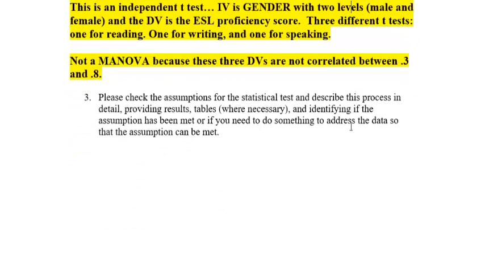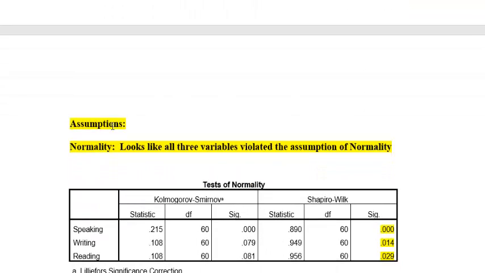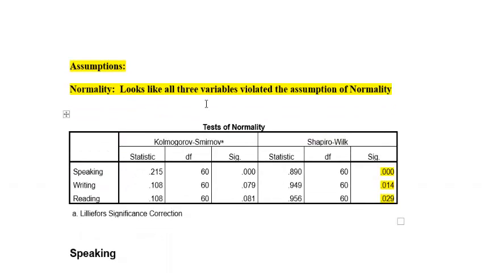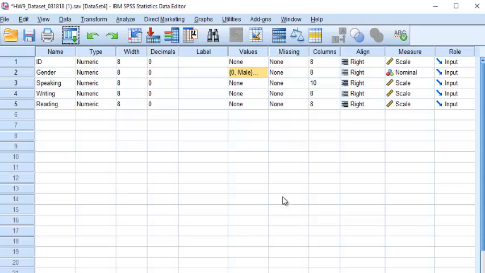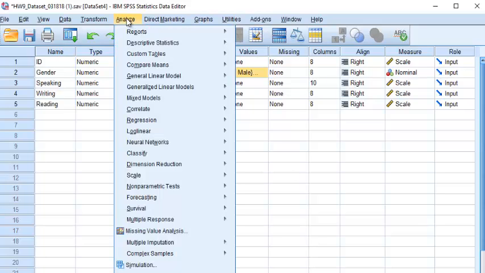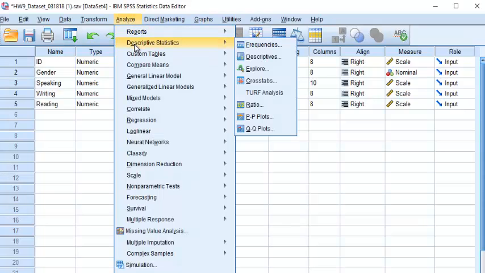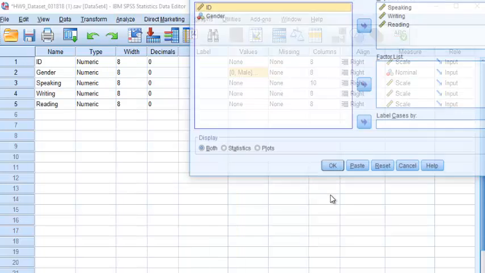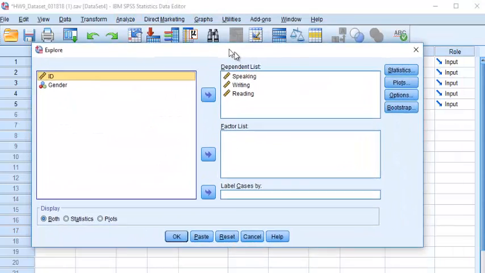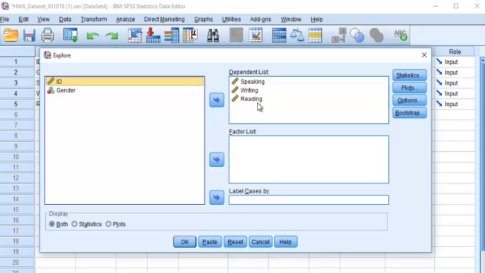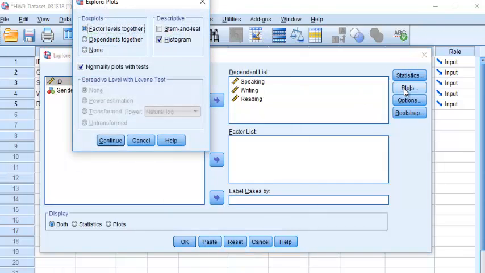All right, the assumptions. What are the assumptions of the t-test? Number 1, normality. And it looks like all 3 of your variables violated the assumption of normality. Let's go here, and I will show you how to do that. You're going to go to Analyze, Descriptive Statistics, go to Explore, put your DVs in here. You're going to go to Plots, unclick the stem and leaf, but click the histogram.